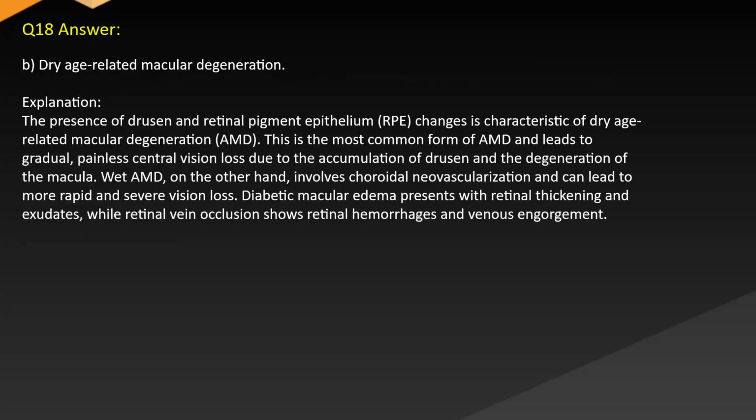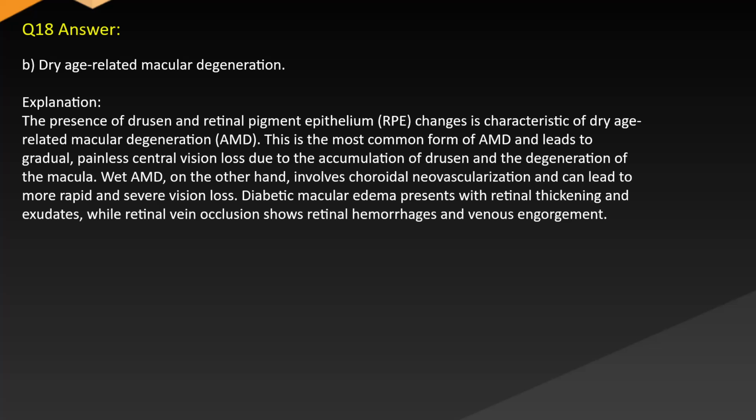Answer. B. Dry age-related macular degeneration. Explanation. The presence of drusen and retinal pigment epithelium (RPE) changes is characteristic of dry age-related macular degeneration (AMD). This is the most common form of AMD and leads to gradual, painless central vision loss due to the accumulation of drusen and the degeneration of the macula.